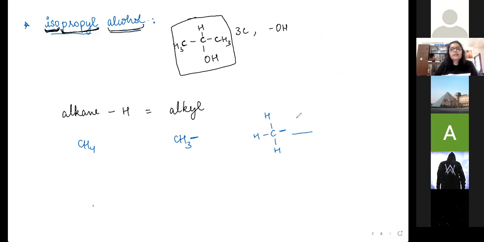So here I can put either OH or Cl, I can put Br, like I can put anything else basically. So methane, take away one hydrogen, I'll get this kind of a group. Its name is methyl. Similarly, if I take ethane, C2H6.